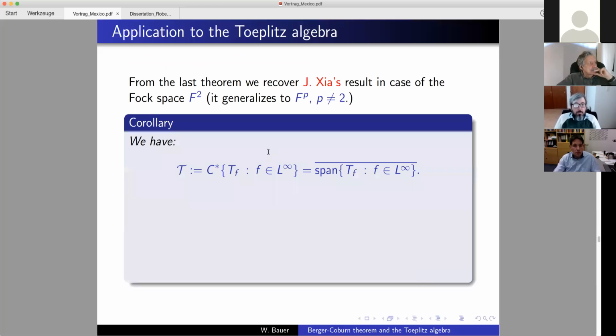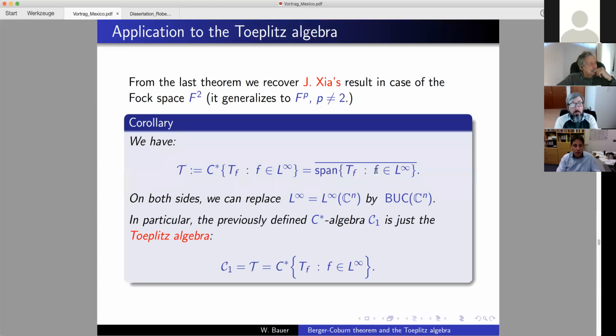Okay, this was just the result I told you. So from the last theorem, we recover Shah's result, which tells you that the Toeplitz algebra is just the linear span of Toeplitz operators with essentially bounded symbols, and you take the closure. Here, the only thing I did was replace L infinity by bounded uniformly continuous functions, but it's easy to see that if you do that, then these C-star algebras or these spaces do not change. You can always do this. And in particular, we get a new characterization of the Toeplitz algebra: this algebra C1 of continuous elements is actually again the Toeplitz algebra. So that is another characterization. It's C1.